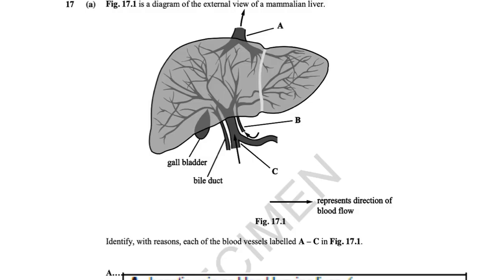So the gross anatomy of the liver, we've got a vessel coming in, and this is the hepatic portal vein. The reason why it's the hepatic portal vein is because it's got a wide lumen. B is the hepatic artery, narrow lumen, and A is the hepatic vein.